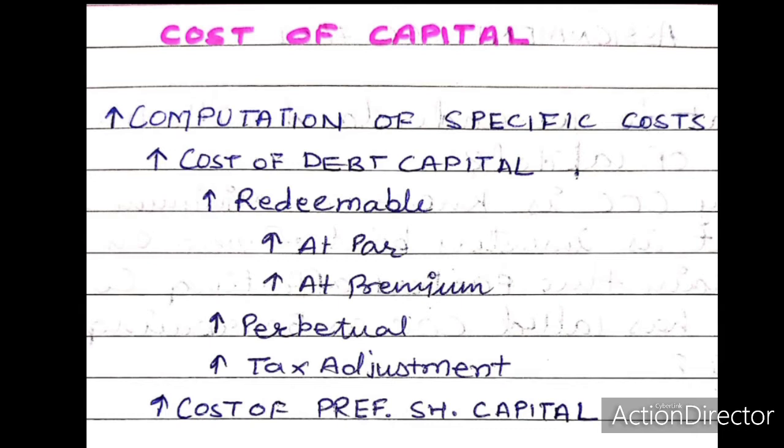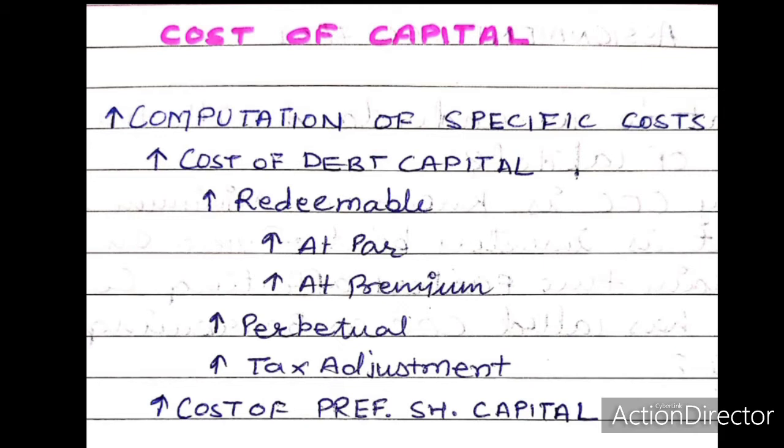A firm can raise funds from different sources such as loan, equity shares, preference shares, retained earnings, etc. All these sources are called components of capital. The cost of capital of these different sources is called a specific cost of capital. Computation of specific cost of capital helps in determining the overall cost of capital for the firm and in evaluating the decision to raise funds from a particular source.